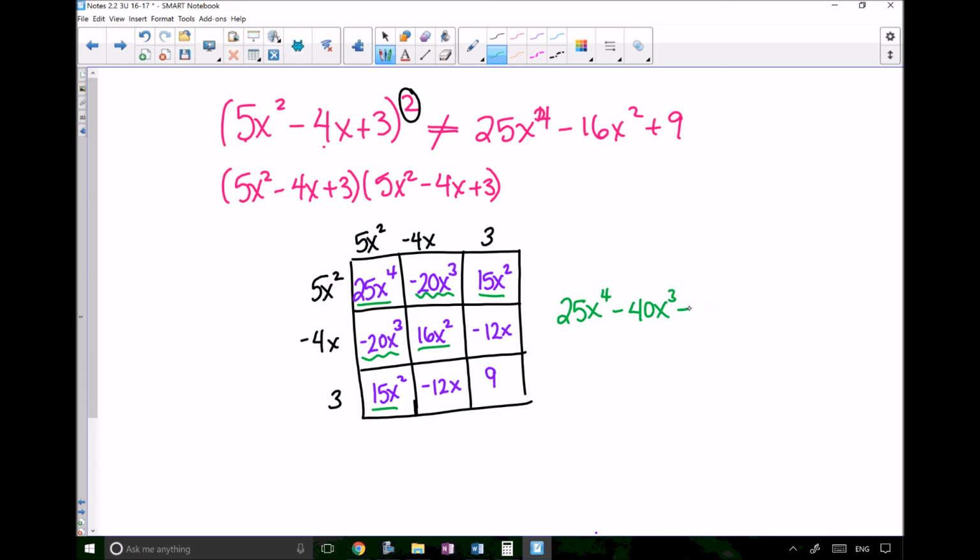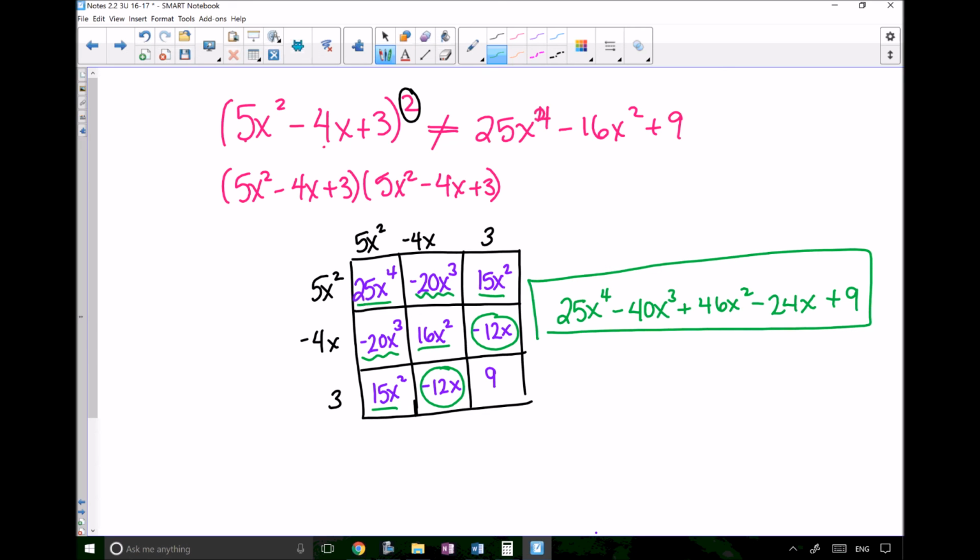So when I put those together, I end up getting 31x squared. Okay, and then negative 12x is like negative 12x, and when I put those together, I get negative 24x. And finally, this 9 is just my constant. There's nothing to combine it with, so this is my final answer right here.